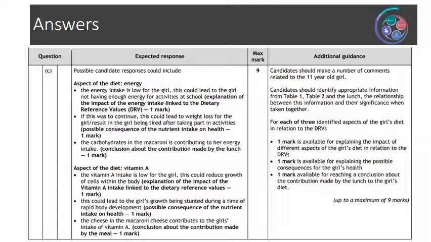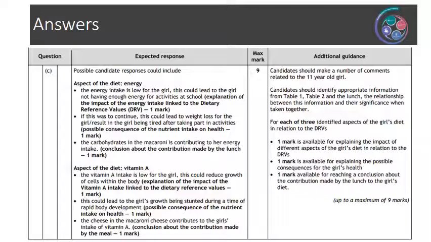Possible responses could include, for energy, the energy intake for the girl is low. This could lead to the girl not having enough energy for activities at school. Explanation of the impact of the energy intake linked to the dietary reference values. That would give you 1 mark. If this was to continue, this could lead to weight loss for the girl or result in the girl being tired after taking part in activities. Possible consequences of the nutrient intake on health, this would give you 1 mark. The carbohydrates in the macaroni is contributing to her energy intake. Conclusion about the contribution made by the lunch, this would give you your 3rd mark.